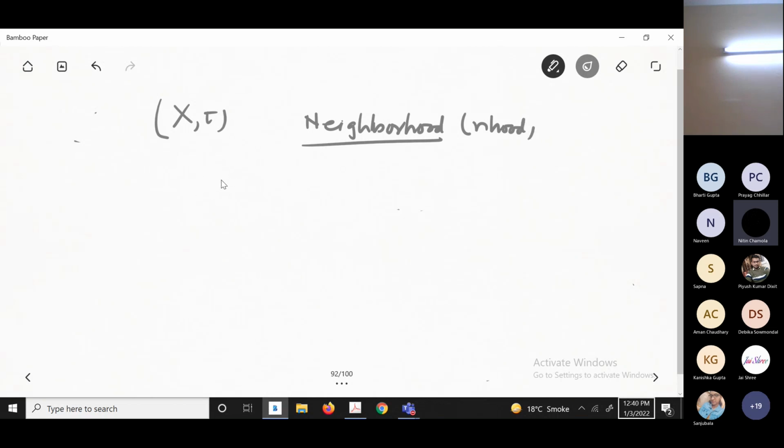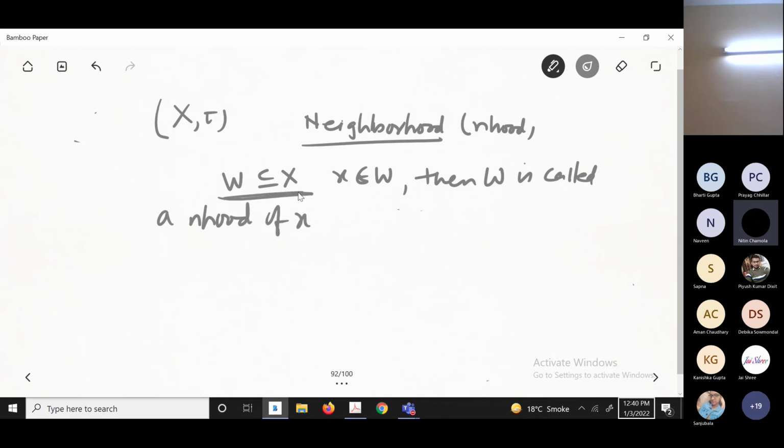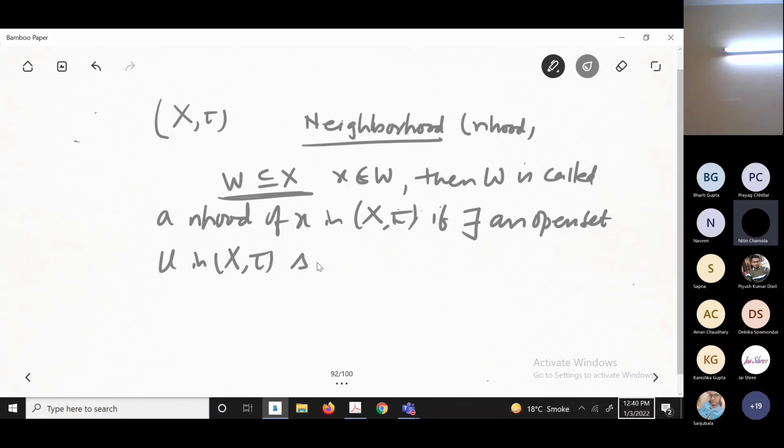They do not necessarily take open sets. Suppose W is a subset of X, and x belongs to W, then W is called a neighborhood of x in (X, tau) if there exists an open set U in (X, tau) such that U is contained in W. I am not assuming W is open, but still the open set condition is required. Then W is also called a neighborhood.